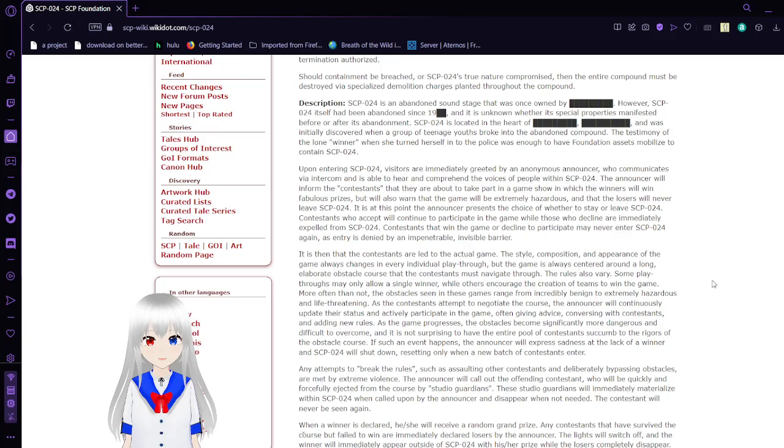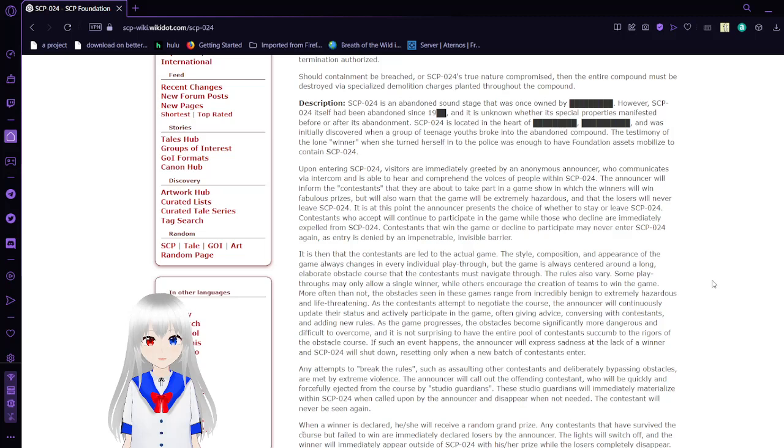to contain SCP-24. Upon entering SCP-24, visitors are immediately greeted by an anonymous announcer who communicates via intercom and is able to hear and comprehend the voices of people within SCP-24. The announcer will inform the contestants they are about to take part in a game show, in which winners will win fabulous prizes, but will also warn that the game will be extremely hazardous and that the losers will never leave SCP-24.